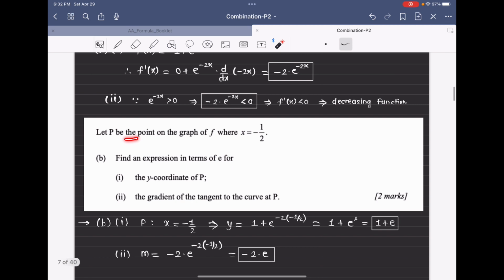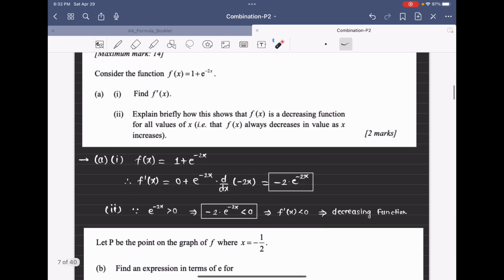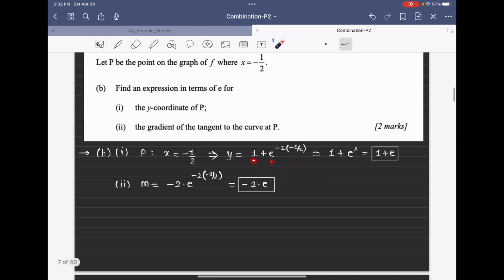Let P be the point on the graph of f where x is equal to minus 1 upon 2. Find an expression in terms of e, the y coordinate of P. For P, when x is minus 1 by 2, your function is y is equal to 1 plus e raised to minus 2 into x. That becomes 1 plus e raised to minus 2 into minus 1 by 2. Minus 2 times minus 1 by 2 is 1, so e raised to 1. 1 plus e, I am keeping as it is, so that is my y value.